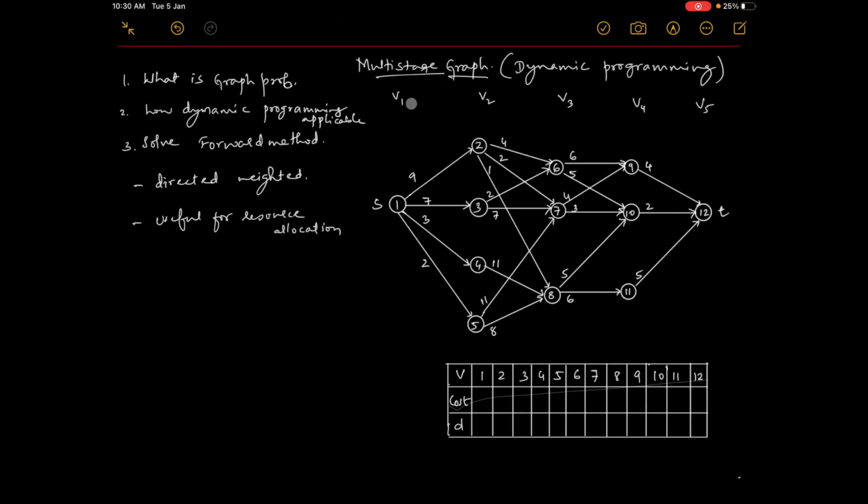So here there is a multi-stage graph. Multi-stage means this is the first stage, this is the second stage, third stage, fourth stage, and fifth stage. At the different stages we have to take the decision. Suppose this is the first position, and from here you have to decide which path to go. Which vertex? We call this a vertex. So this is vertex stage 1, vertex stage 2, vertex stage 3, vertex stage 4, and vertex stage 5. Here we have a starting point and an ending point.